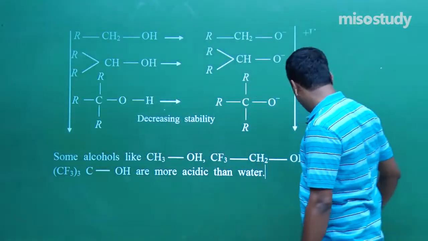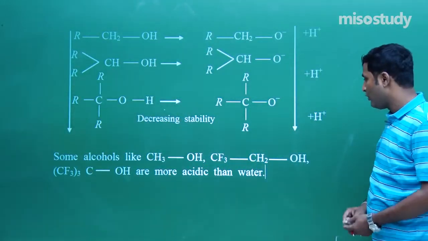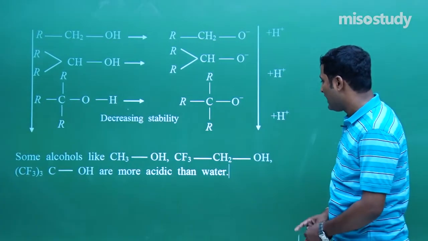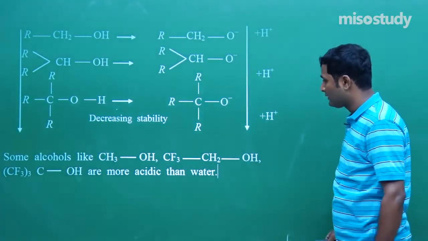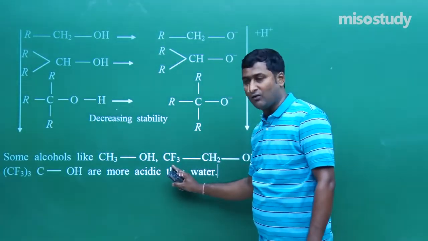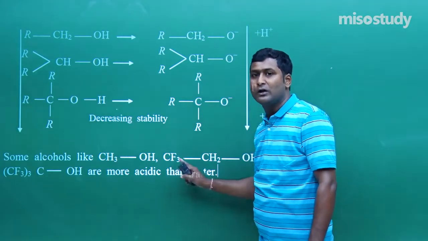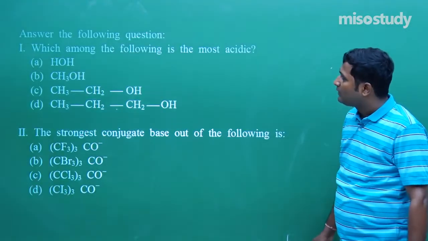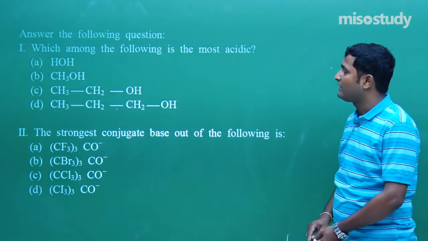Now some alcohols like CH3OH, CF3CH2OH, (CF3)3COH are more acidic than water. Now these are more acidic than water because there is fluorine. Fluorine is an electron withdrawing group, so due to minus I effect they are more acidic than water. Now answer. Which among the following is most acidic?